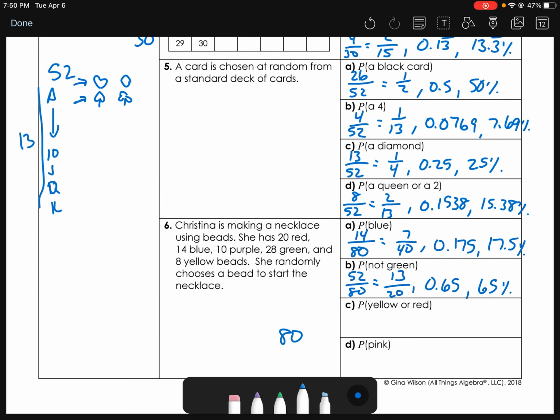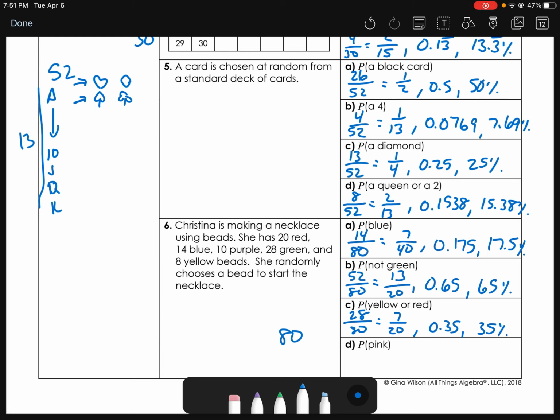The probability of getting yellow or red. So I'll take my number of yellows, which is 8, my number of reds, which is 20. I'd have 28 over 80. I can take a 4 from the top and bottom. That'll give me 7 out of 20. If I divide those guys, I get 0.35 or 35%.